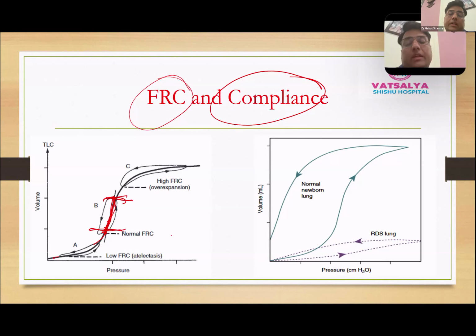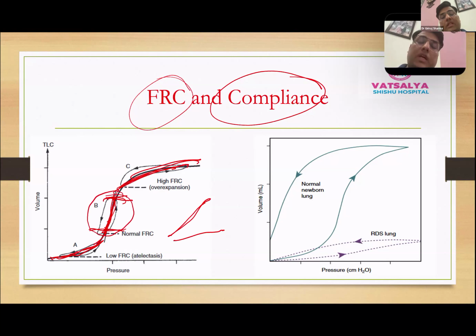The steeper the curve, the more the compliance. This compliance is less, this one is more. But if we expand more, if there is over expansion, then also compliance will be reduced. So if atelectasis is there, compliance will be less. If over expanded, compliance will be less. Here is the optimal compliance, optimal FRC. So we want to work here. We want to keep lungs open. We want to keep FRC optimal and compliance maximum.